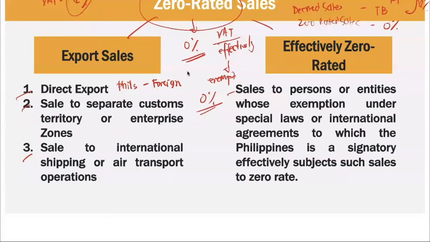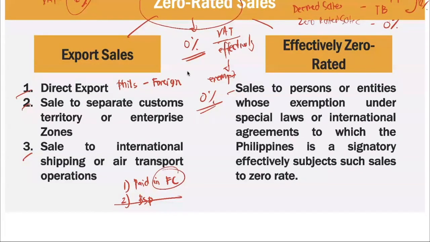So if it is exported from the Philippines to a foreign country, it is considered zero rated if it is paid in foreign currency. And next, it is properly accounted for in accordance with the rules and regulations of the BSP. Actually, don't look into your BSP rules already. That is only for theoretical purposes. For problem solving, just take a look into your different exports. If it is paid in foreign currency, then it is considered zero rated sale.